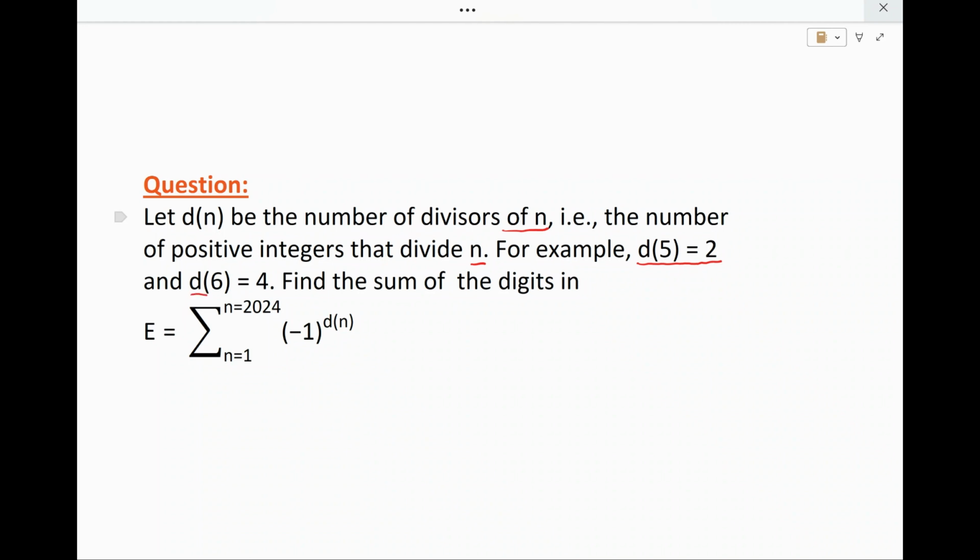Similarly, d6 is equal to 4. Why? Because 1, 2, 3 and 6 are the only four positive integers that divide 6. Then we have to find the sum of the digits in E, where E is the summation of (-1) raised to the power dn, and the summation is from n equal to 1 to n equal to 2024.